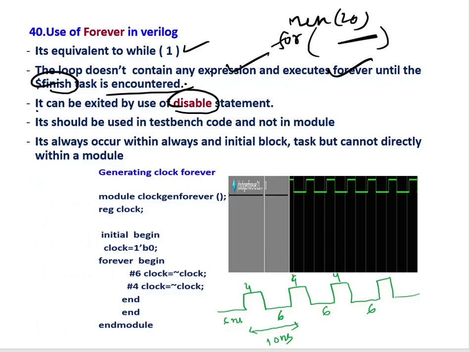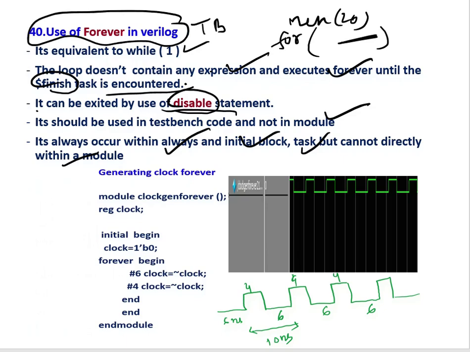It should be used in test bench code. That means forever is used while writing a test bench and not in a module. It always occurs within an always block, an initial block, or a task, but cannot be directly within a module. That means forever cannot be written inside a module, but it can be written inside an always block, initial block, or task. This is one example.